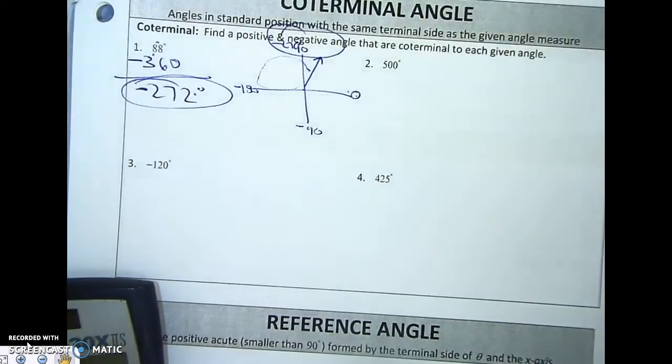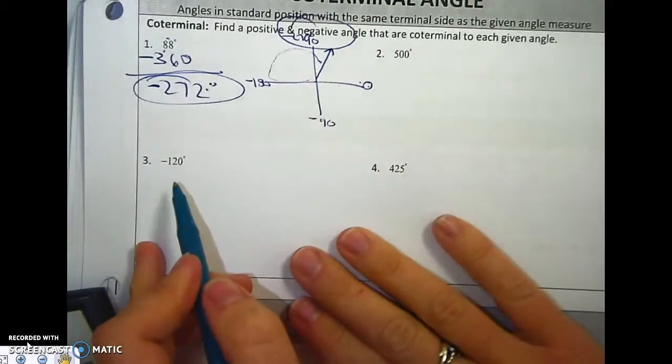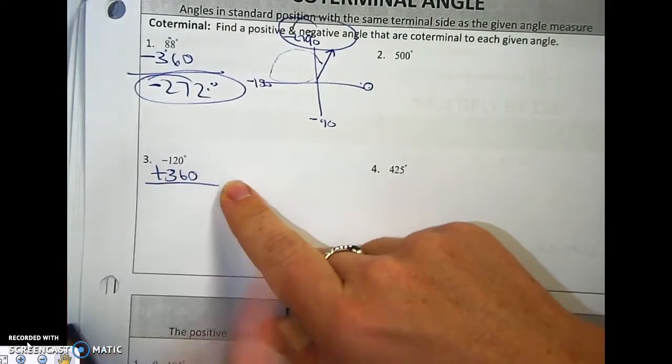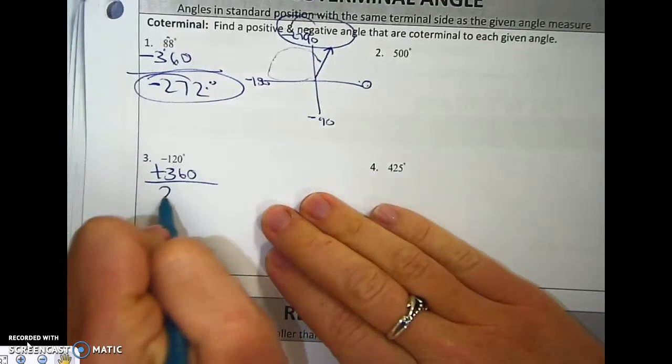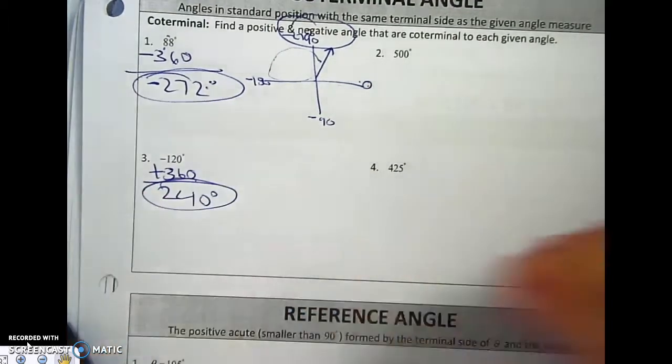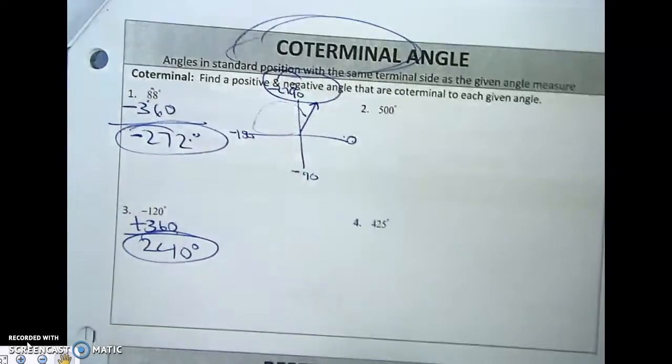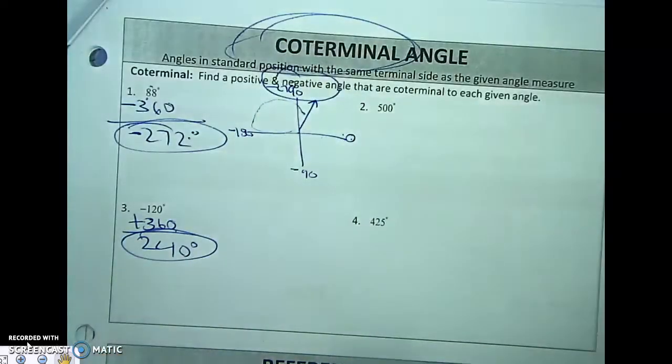All right. Now, let's go to number 3. Negative 120, this time we're going to add 360. And when we add 360, we get 240 degrees. That is my coterminal. Make sure you understand the vocabulary word when I say it, okay?